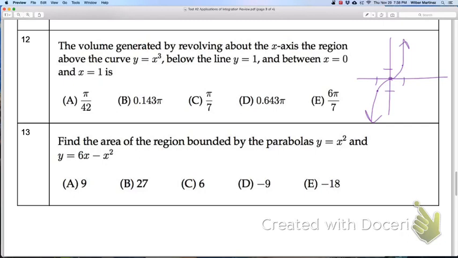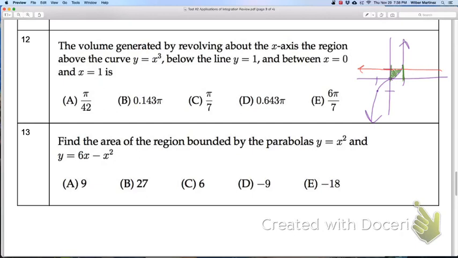It's below the line y equals 1. So here's the line y equals 1. And it is between x equals 0 and x equals 1. So I'm looking at these two bounds right here. Which means the area they're talking about is this area in here. That's the area, the green shaded region, that's above the curve y equals x cubed. It's below the line y equals 1, and it's between 0 and 1 on the x-axis. They want to know what the volume is of that region when it's rotated about the x-axis.